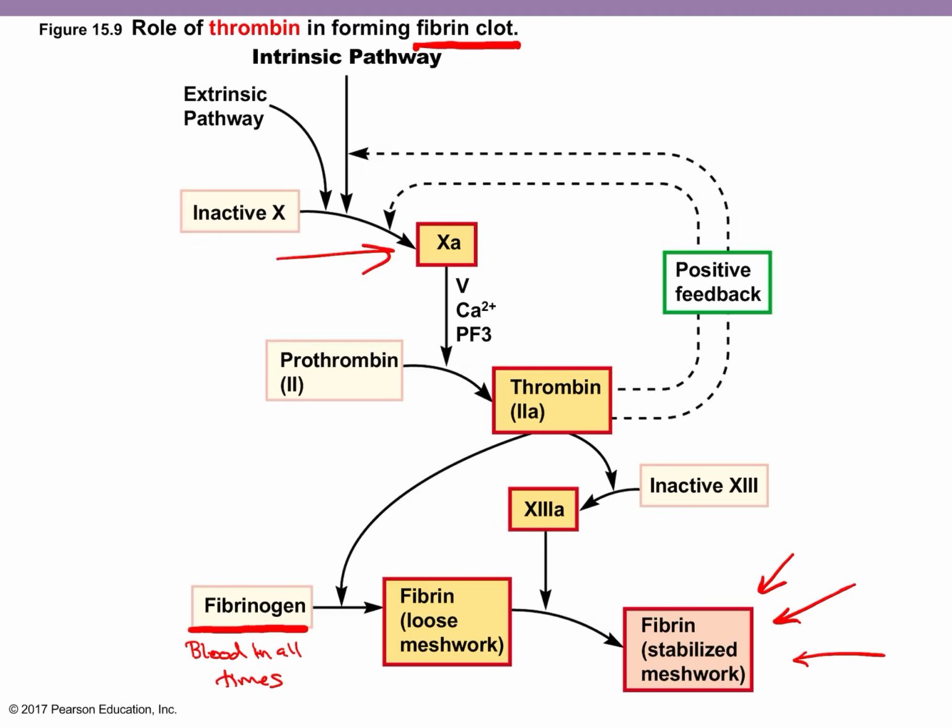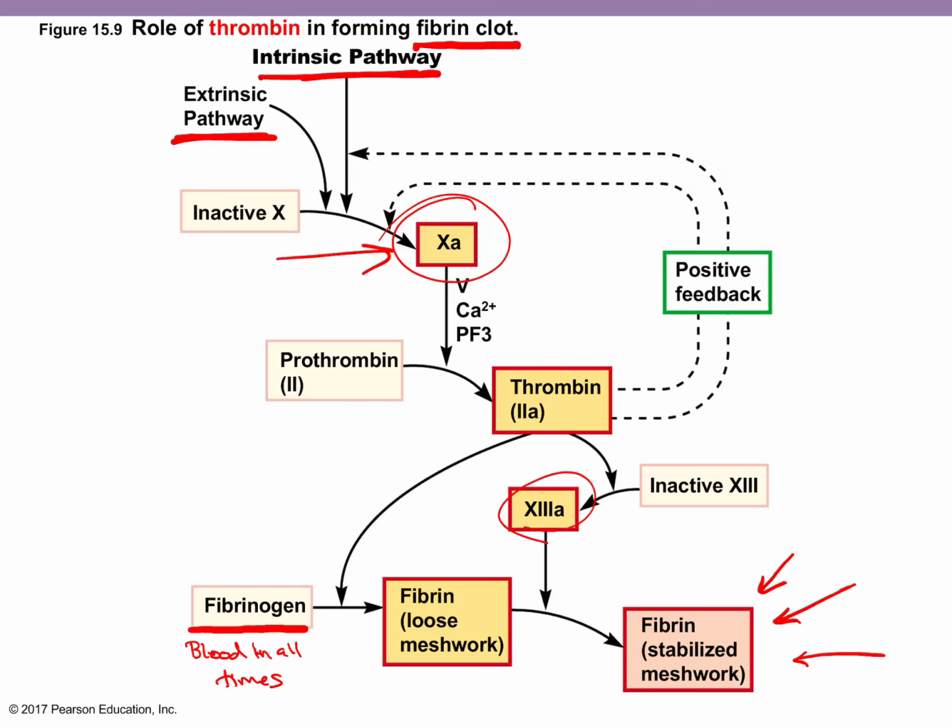Coming back to this picture, this is just kind of starting at factor 10. Right, so you want to know this picture. This is our intrinsic pathway converging with our extrinsic pathway. We're activating 10. 10 is going to activate our prothrombin to thrombin. Thrombin is going to activate fibrinogen to fibrin. 13 comes in and stabilizes our meshwork.